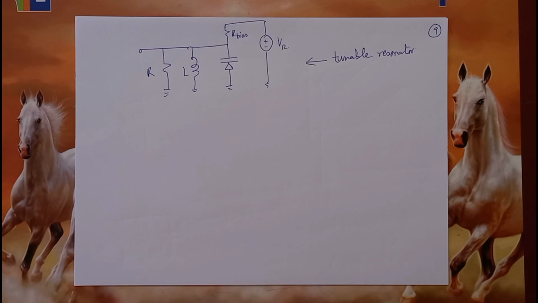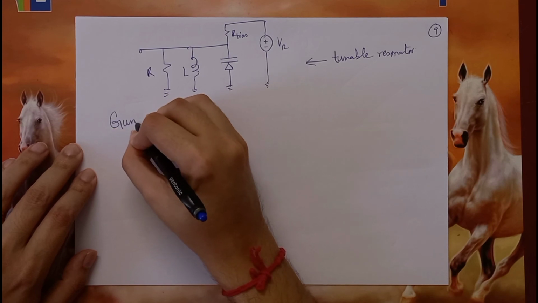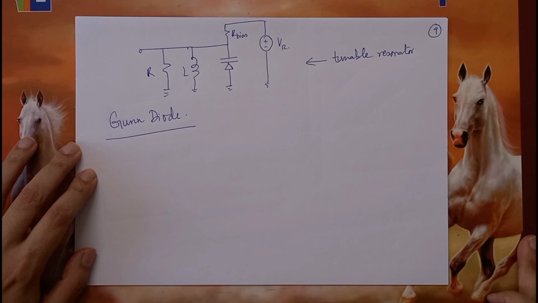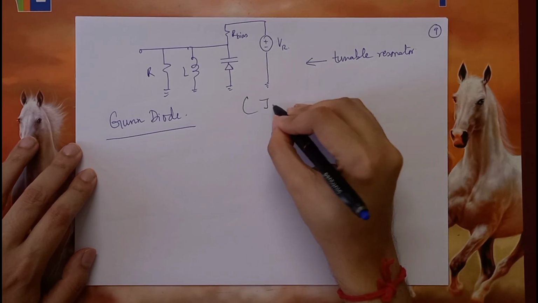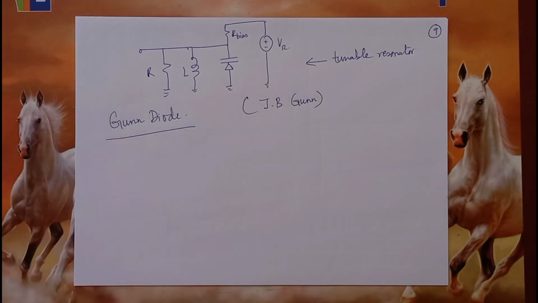Now we will also look at one last kind of diode that is used in RF, and that is called a Gunn diode. It is named after a person called J.B. Gunn, a British physicist who discovered this effect in the diode. Except that the Gunn diode is not really a diode.